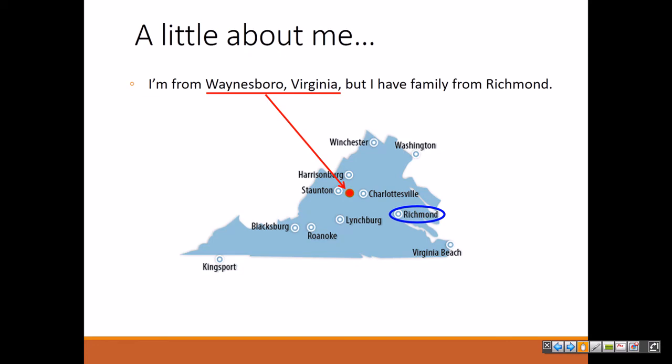All right. So a little bit about me. I'm from Waynesboro, Virginia, which is about an hour and a half, 2 hours west of here. But I do have family from Richmond. My grandmother lived here for a long time. My mother grew up here, and so I visited her when I was a child. My father and mother met because he went to VCU. So they know Richmond really well. And I really love Richmond, so I was glad to come here and be at VCU.